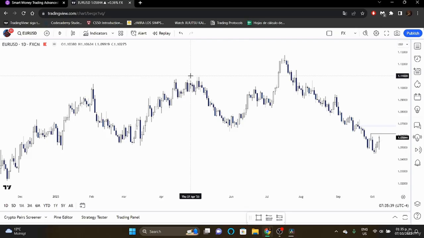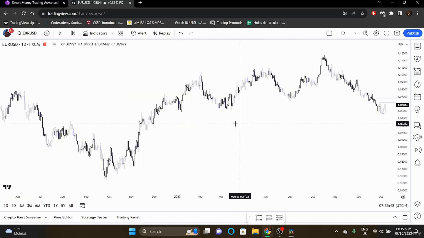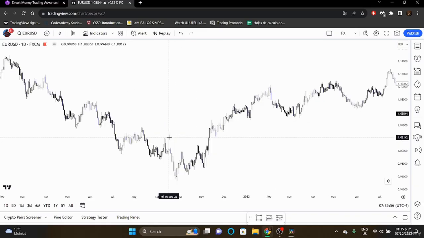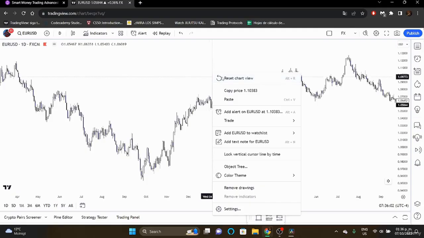Okay? So they will go to places where there's liquidity resting over here, and then after that they will make a change in the marketplace. Only after they take the liquidity of swing highs or swing lows can they do their entries. Okay? That's how the market delivers.